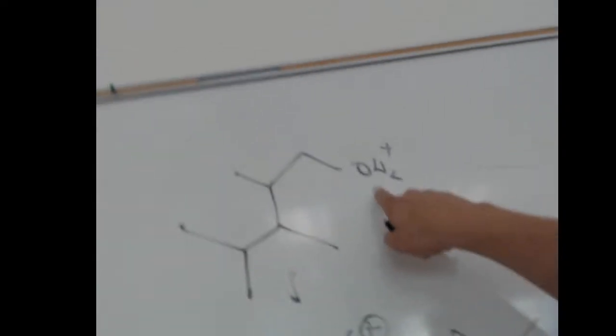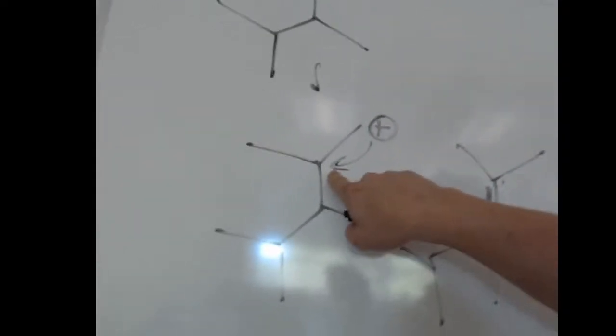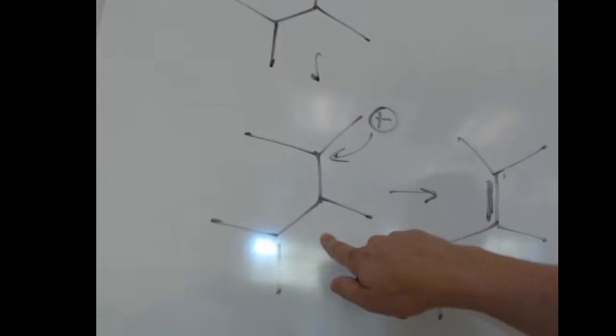So again, we take our alcohol, we're going to protonate it. It's going to come off to give us a primary carbocation. That's going to shift to the tertiary. And then we do elimination on the most substituted carbon, which will give us this bond here.